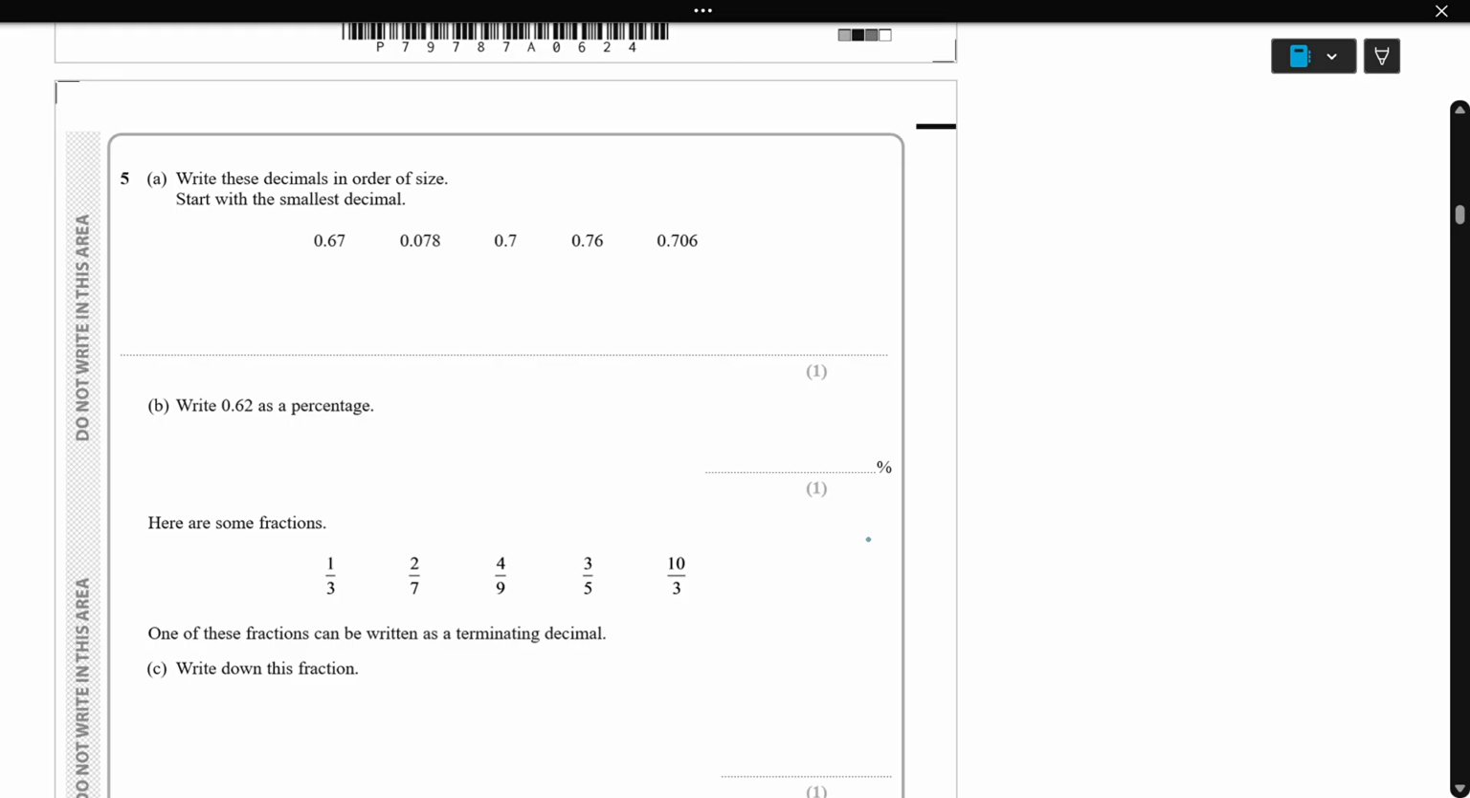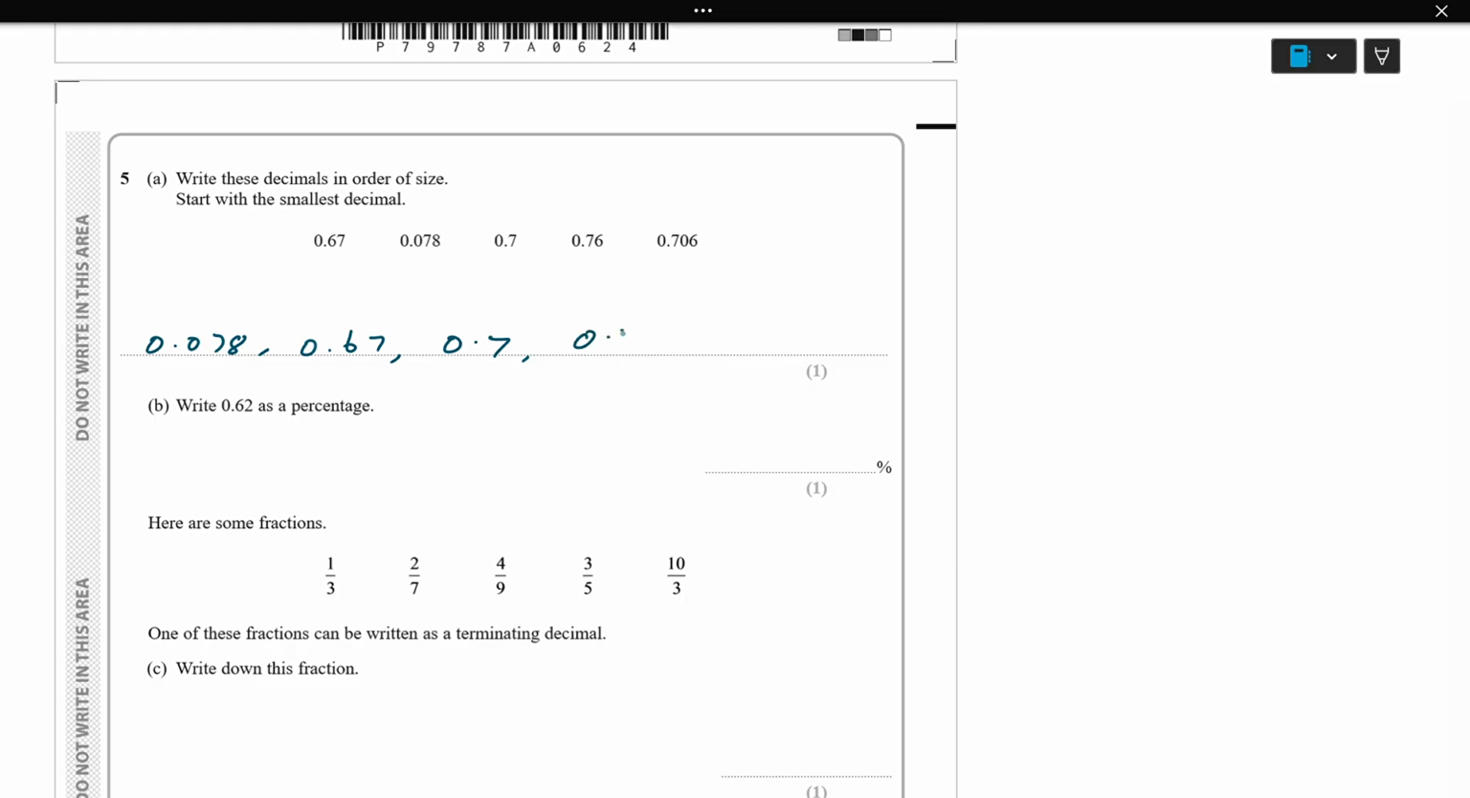Next, write these decimals in order of size, starting with the smallest. The smallest one is going to be this, 0.078. Next, the next one is 0.67. The next one is going to be 0.7. The next one is going to be 0.706. Next one is 0.76.